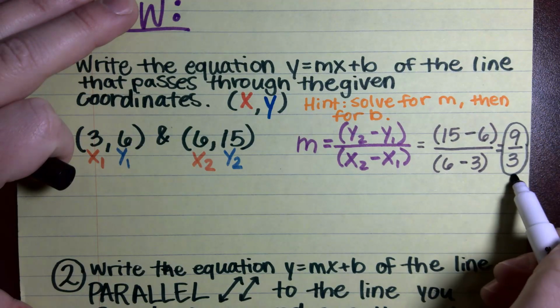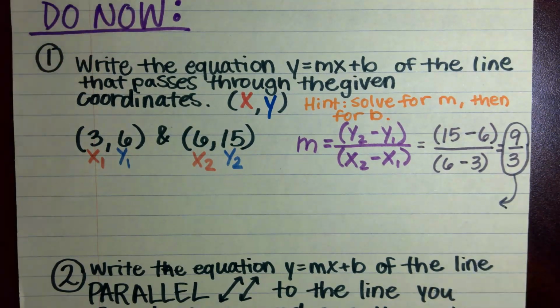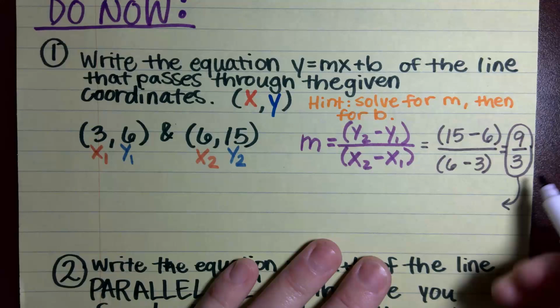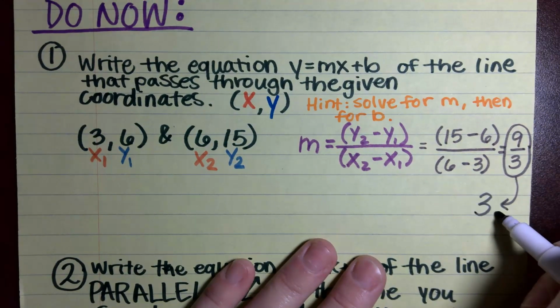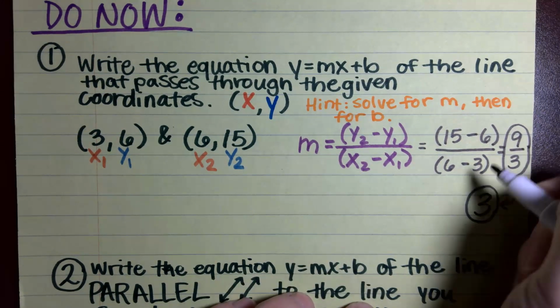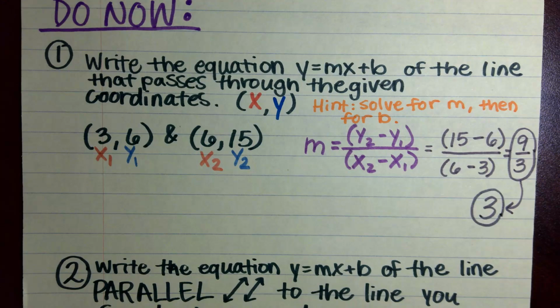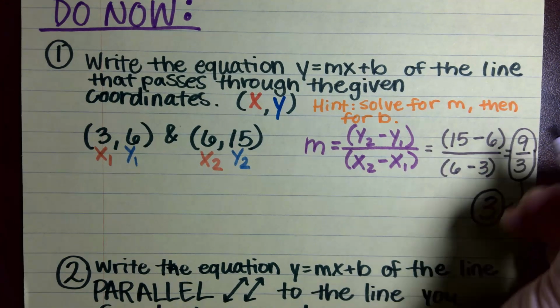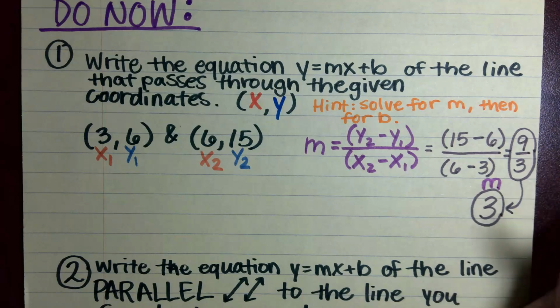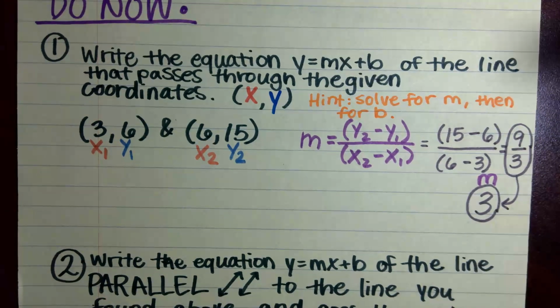Now we could simplify this, that's right. What would 9 over 3 simplify to? 3 over 3. Yeah, 9 over 3, you could just put it in your calculator, but we know that this is going to be just a positive 3. That is my slope. So I'm also going to label it with my m, because slope is m.